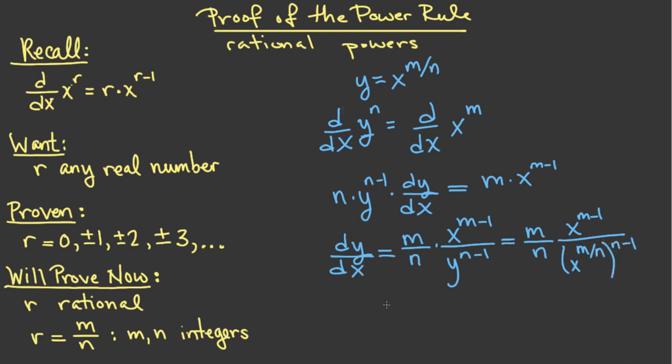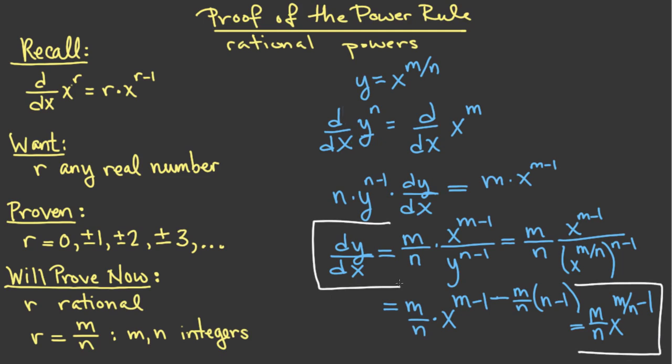Of course, I can rewrite this as m over n times x to the m minus 1 minus m over n times the quantity n minus 1. Doing a little bit of algebra and rearranging this, I get that m minus 1 minus m minus m over n, that is x to the m over n minus 1. And this is exactly the formula we were looking for.